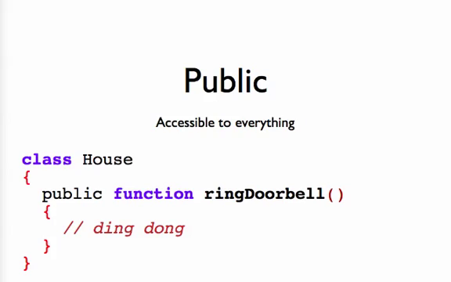So I guess an example of that would be ring the doorbell. Anybody can come up and ring the doorbell. If I live in the house, I can go outside and I can ring my doorbell. It's all publicly accessible.